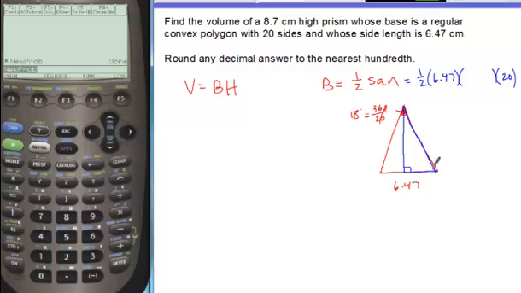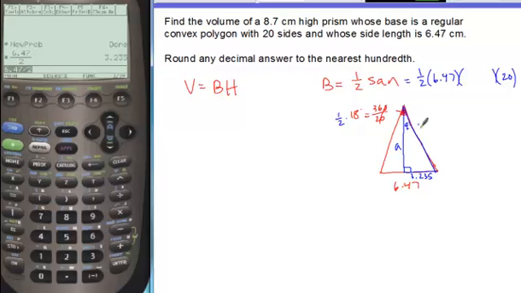So when we calculate this value, we cut the side in half. So if we take 6.47 divided by 2, each of these sides is 3.235. And this angle is going to be 1/2 of this measure here. So 1/2 of 18 is 9 degrees.